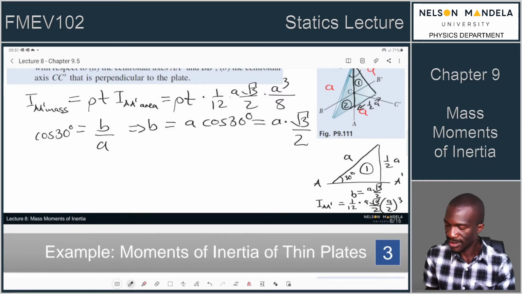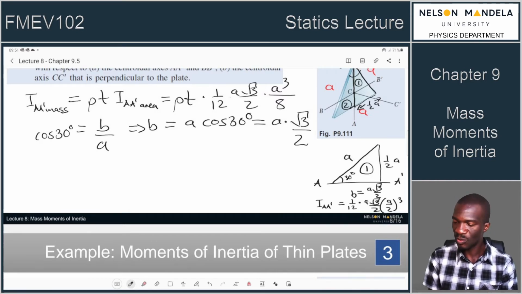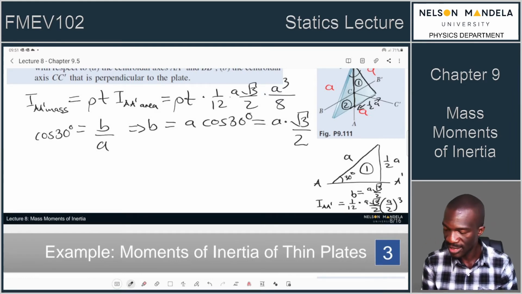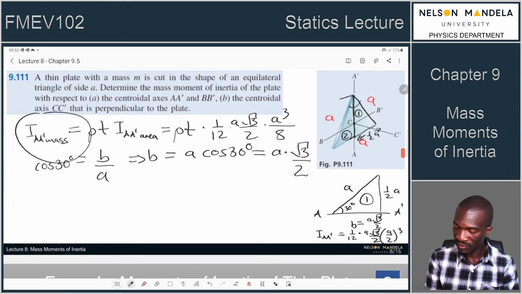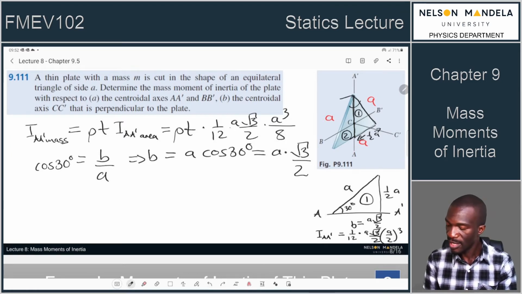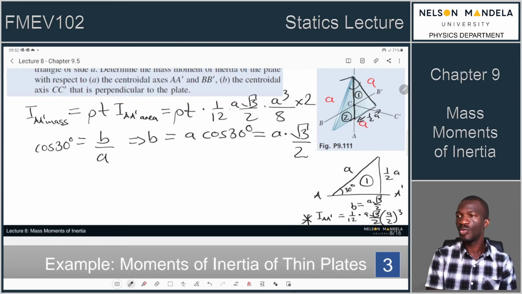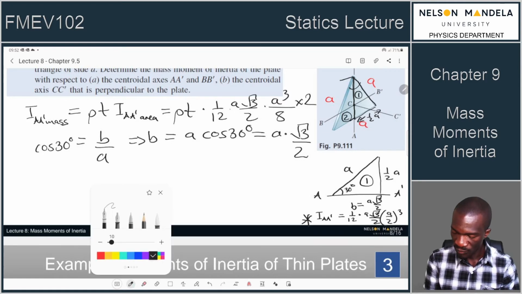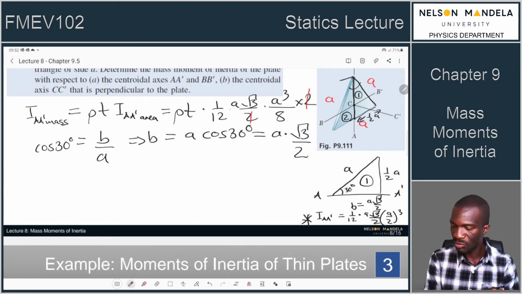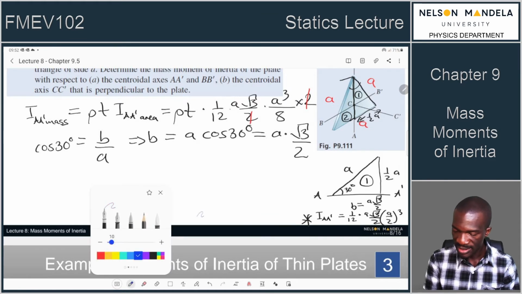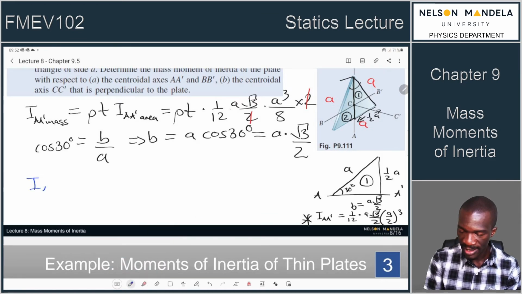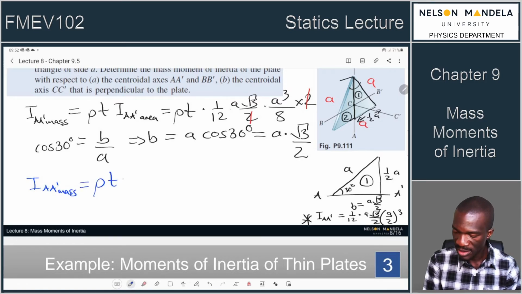Let's now see that we said we need 2 triangles. This is the mass moment of inertia in total for the whole triangle. What we calculated is just for one triangle, so we need to multiply this by 2. If we do the math, this 2 can remove that 2, and our equation simplifies. Our I mass is equal to rho t multiplied by, we can actually say, root 3 over 12, right?